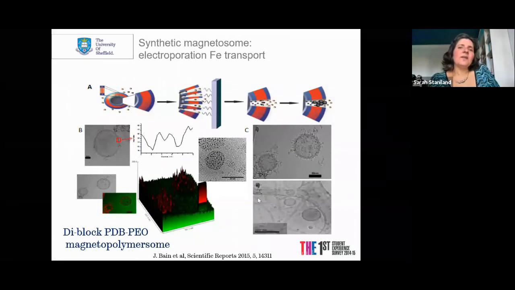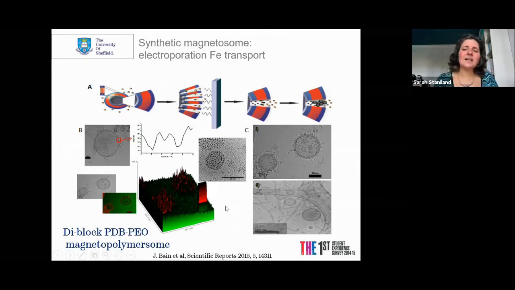Now, how do we transport the iron in? This is where we use the technique of electroporation, which any of you cell biologists out there will know for getting DNA into cells. It's a way of opening pores in membranes to let things in. And here we're basically letting in the iron ions. So we tried this first with our simple diblock copolymer, PDB-PEO. And what we formed is not a magnetosome. You'll see here this central image. We've basically formed almost like a pudding, lots of tiny, tiny particles embedded in the membrane of our vesicles.